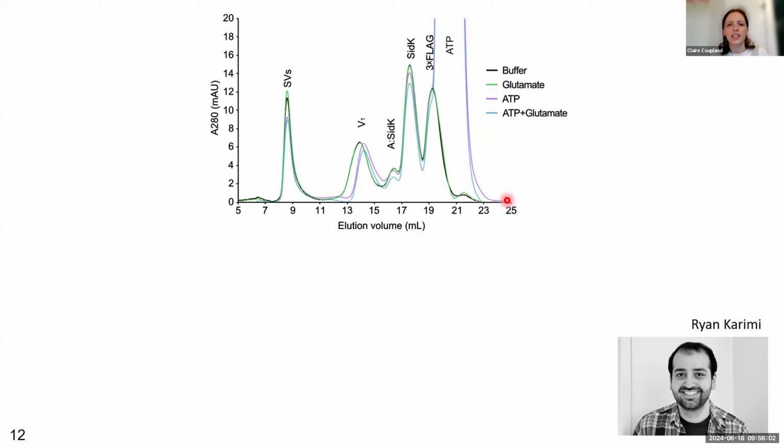However, when I then add in the curves for ATP and ATP with glutamate, they both show a shift in this V1 peak over towards the right. And they also show a decrease in the height of the synaptic vesicle peak. We wanted then to confirm whether this change in the height of the synaptic vesicle peak was due to loss of V1 or what was responsible there.